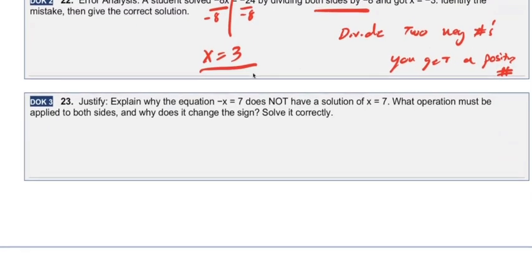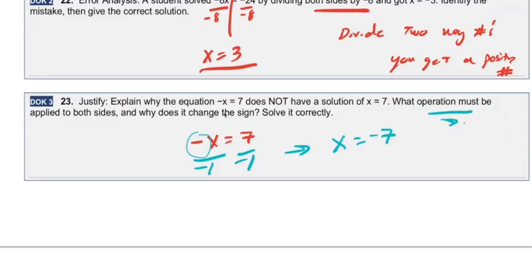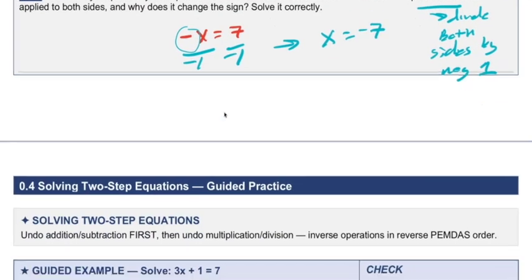Okay, next one. Justify. Explain why the equation negative x equals 7 does not have a solution of x equals 7. Well, an operation must be applied to both sides, and why does it change the sign? So they're saying, why is this not just x equals 7? Well, because this has a negative 1 in front, we just have to divide both sides by negative 1, and that gets us x equals negative 7. So we must divide both sides by negative 1. There we go.